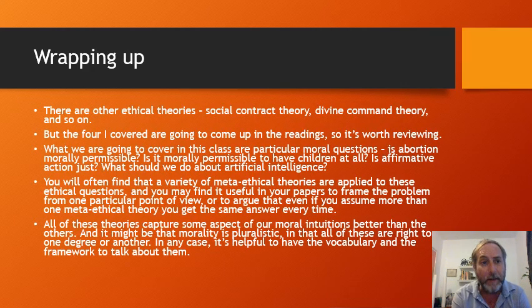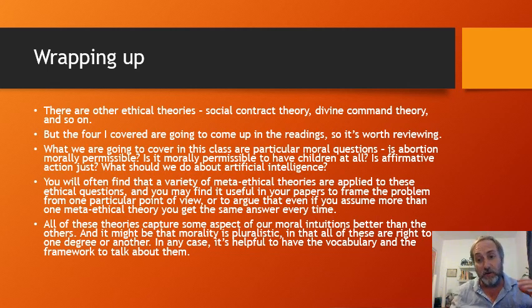All right, so wrapping up, there are other ethical theories, social contract theory, divine command theory, but the 4 I covered are going to come up in the readings. That's why I talked about them now. You will see them later, so it's worth reviewing them. We're going to cover some specific questions. Again, is abortion morally permissible? Is it morally permissible to have children at all? Is affirmative action just? What should we do about artificial intelligence?